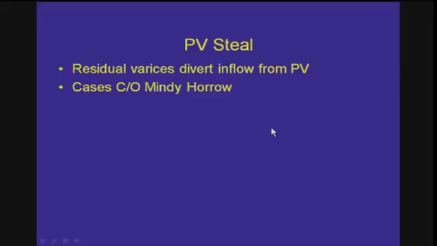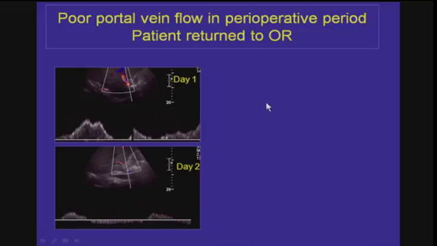The second thing that I want to mention to you is something called portal vein steal. And this occurs because you have some residual varices that have not been taken care of at the time of the transplant. And these cases actually were given to me by Mindy Horo, so thank you to Mindy. Portal vein flow in the perioperative period should be normal, and this patient had very poor portal vein flow. So they took the patient back to the OR.